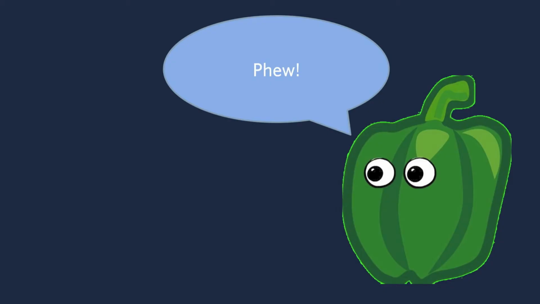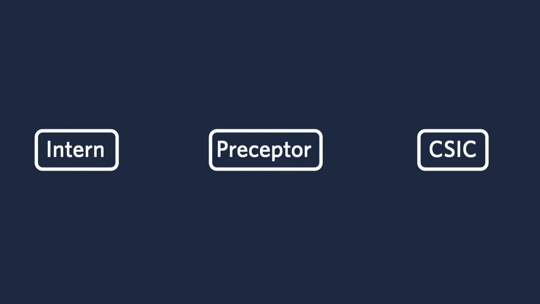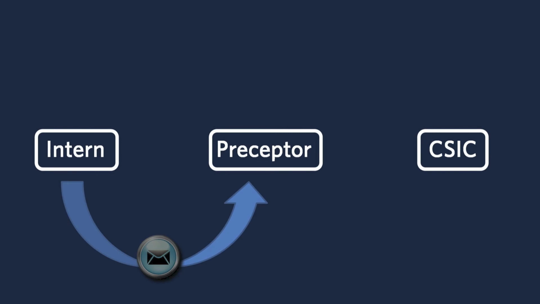This completes our tour of the updated module forms. To recap, only one form needs to be completed for each placement. This form is several pages long and contains 8 sections. The intern is responsible for completing their section of the module form during their placement. 2 to 3 days prior to the end of the placement, the intern emails the form with their section completed to the preceptor. The preceptor saves the form and completes their sections.